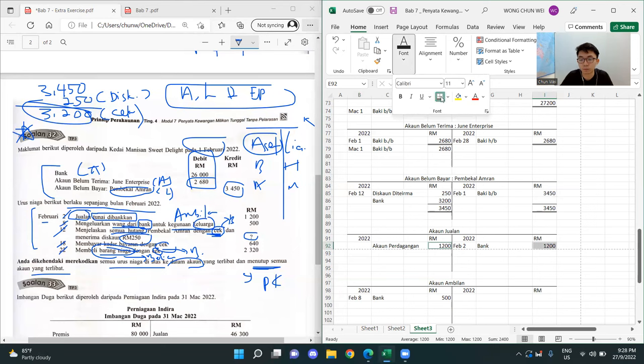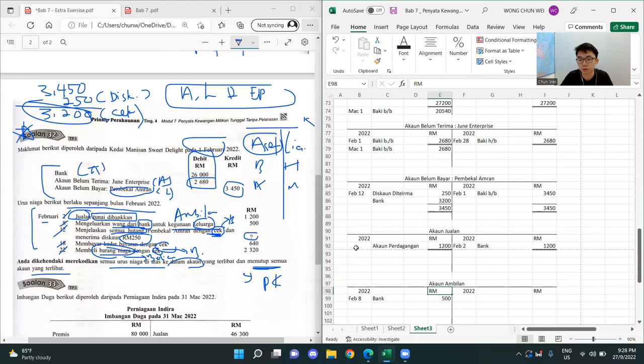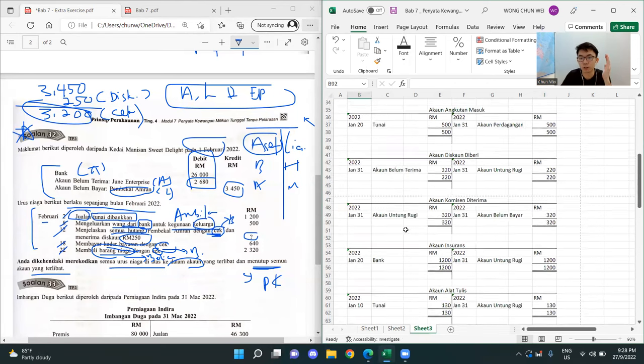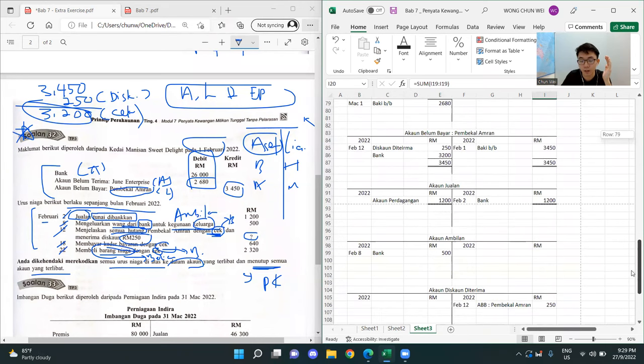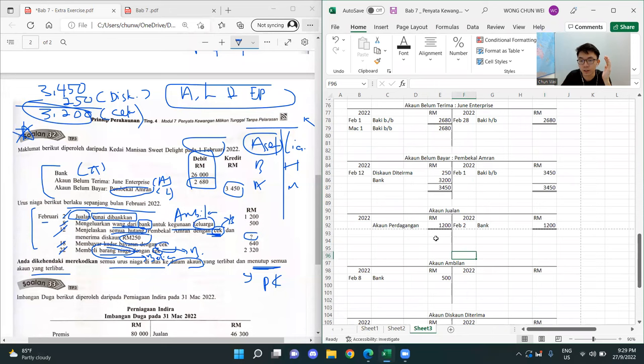No problem. Macam ni. Okay, so you want to use study punya macam account jualan. Where is my account jualan? Yeah, here. Okay, or this one like that. Or you draw double line faster lah. Okay, you can save paper or save space, save ink. All right, February 28. Then ambilan.